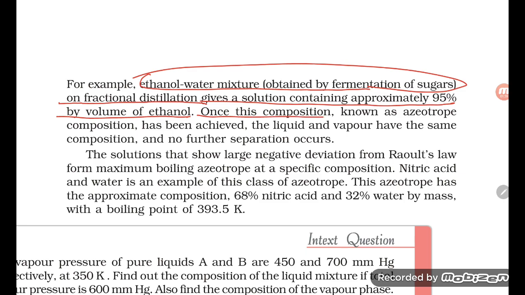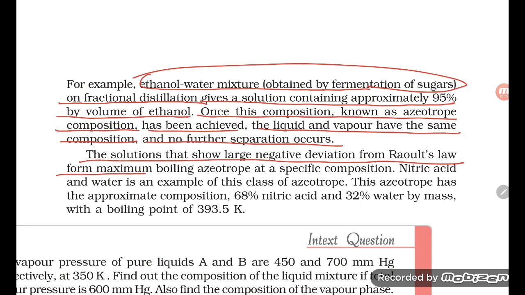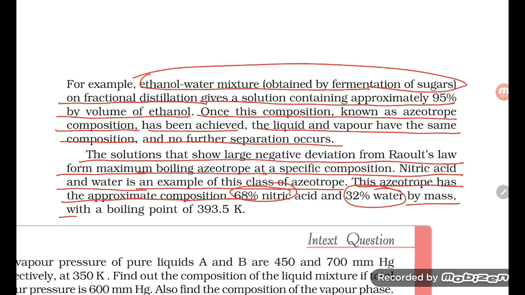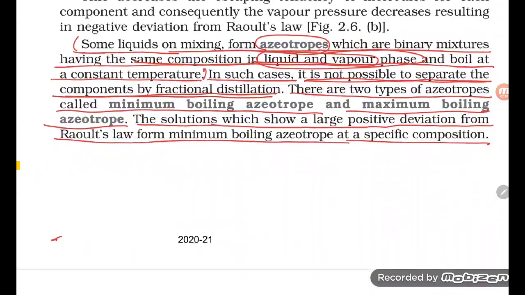Once this composition, known as the azeotropic composition, has been achieved, the liquid and vapor have the same composition and no further separation occurs. Now the second type: solutions that show large negative deviation from Raoult's law form maximum boiling azeotropes at a specific composition. Nitric acid and water is an example of this case. This azeotrope has the approximate composition of 68% nitric acid and 32% water by mass, with a boiling point of 393.5 Kelvin. So these are the azeotropes, student.